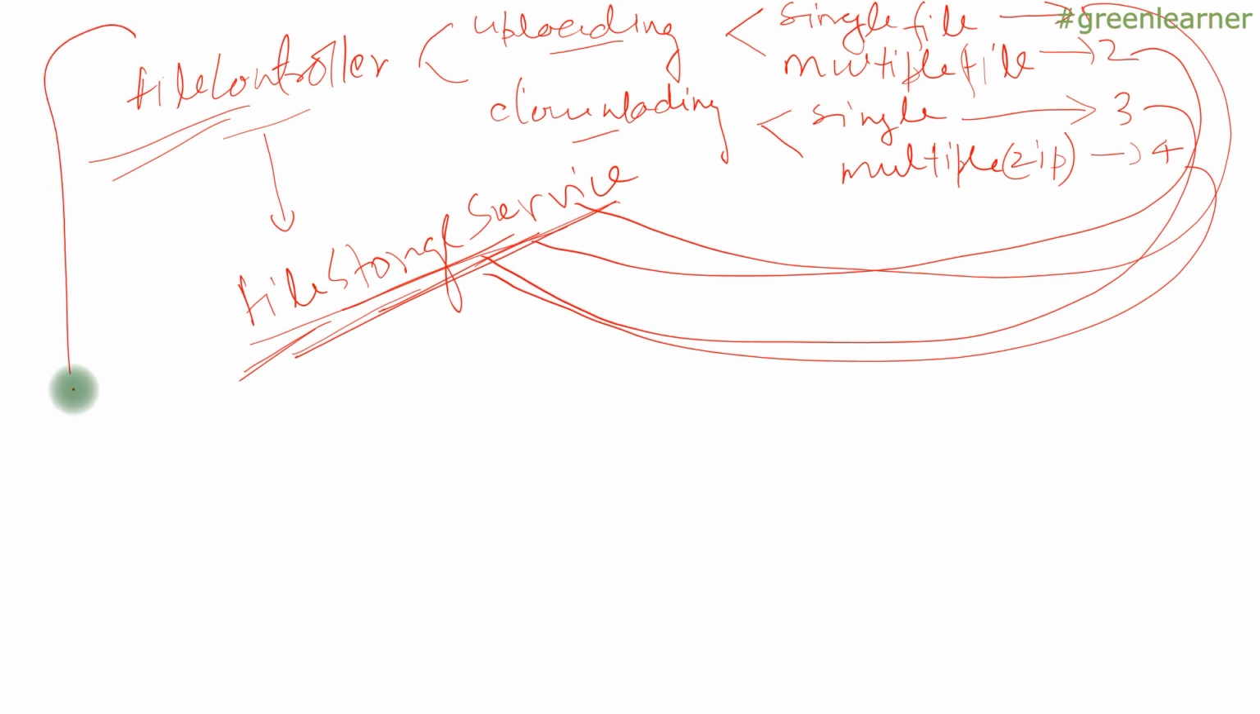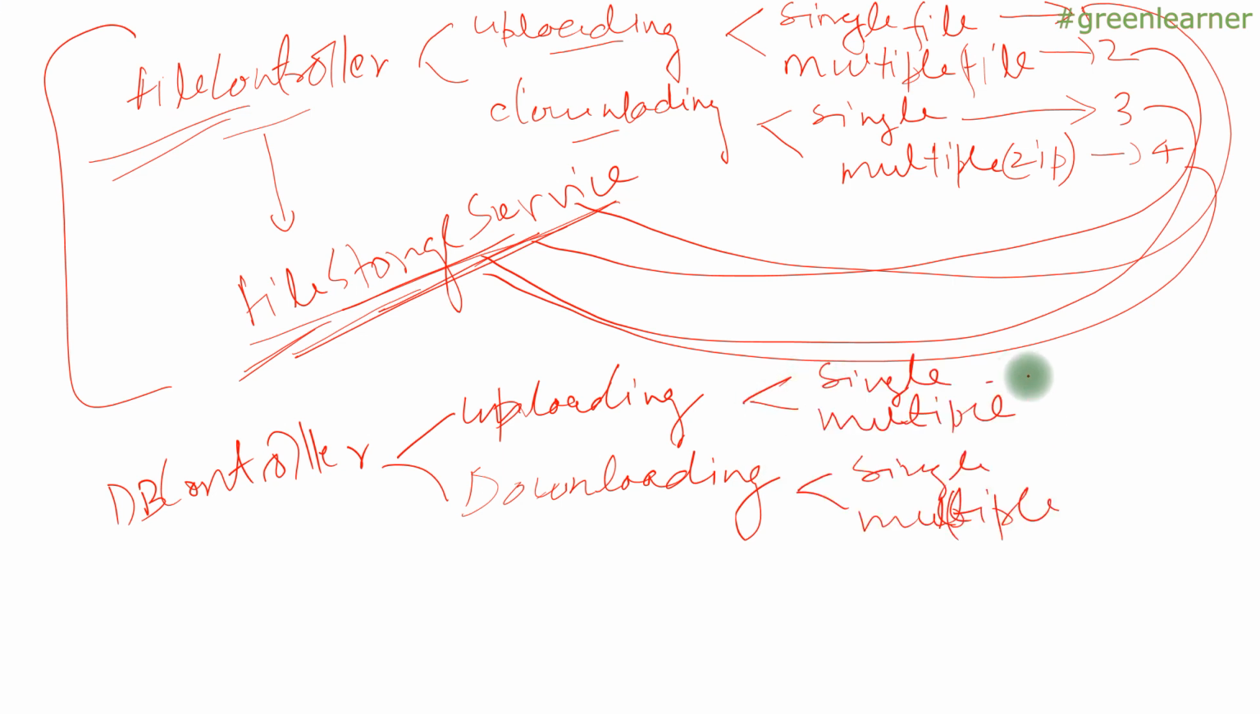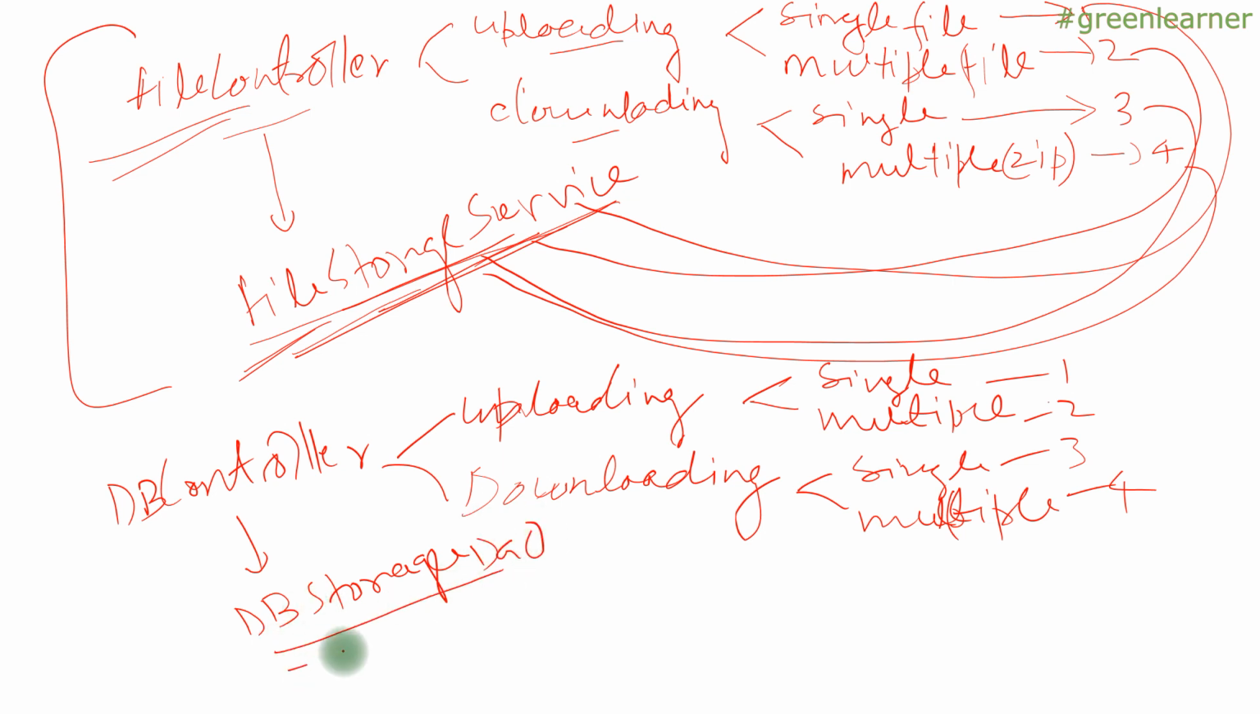And this same functionality we will repeat with the DB controller, uploading and downloading. So here, endpoints 1, 2, 3 and 4, right? And this also will have a dependency on the DB storage service, or you can say directly the DAO, right? So we will be directly contacting the DAO.